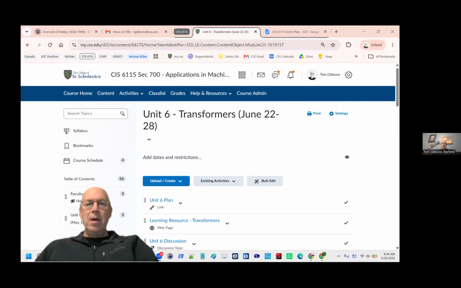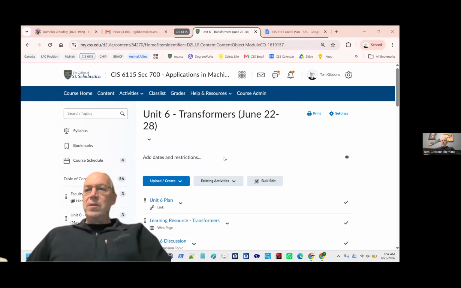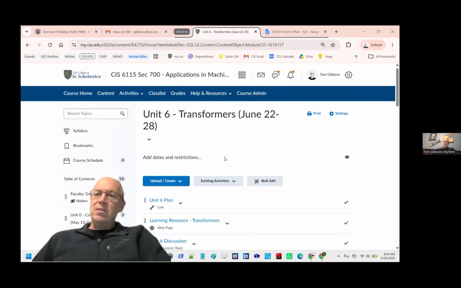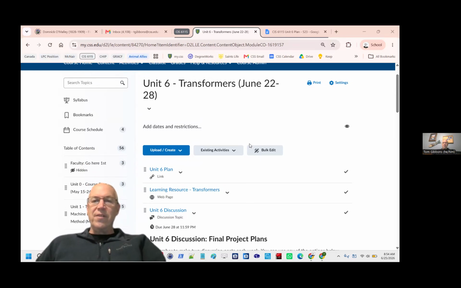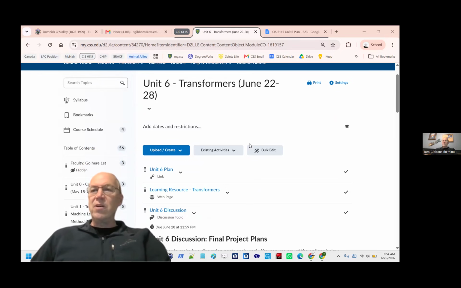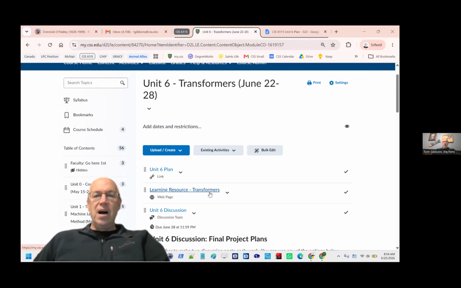Let me share the screen here. So, Unit 6 covers transformers. This is a little bit of a tricky thing because the next class you probably take, CIS 6117, is focused all on text issues and will use transformers a fair amount and encodings and that sort of stuff. So I need to introduce you to this topic, but again, we're not going to cover a lot of the textual stuff because you have another course coming up on that here.